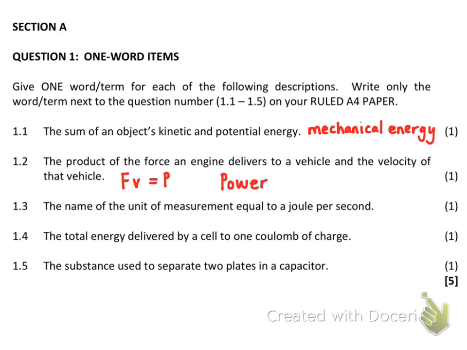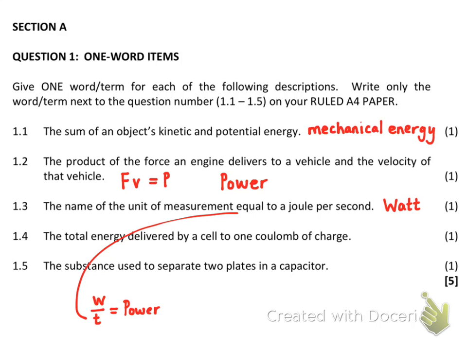1.3, the name of the unit equivalent to a joule per second. Now, joule is a measure of work or energy, and second obviously is time. So joule per second is referring to the quantity work divided by time. Again, having a look at your formulas, power is work over time, and so the name of the unit equivalent to joule per second would be the unit for power, so the correct answer there is the watt.